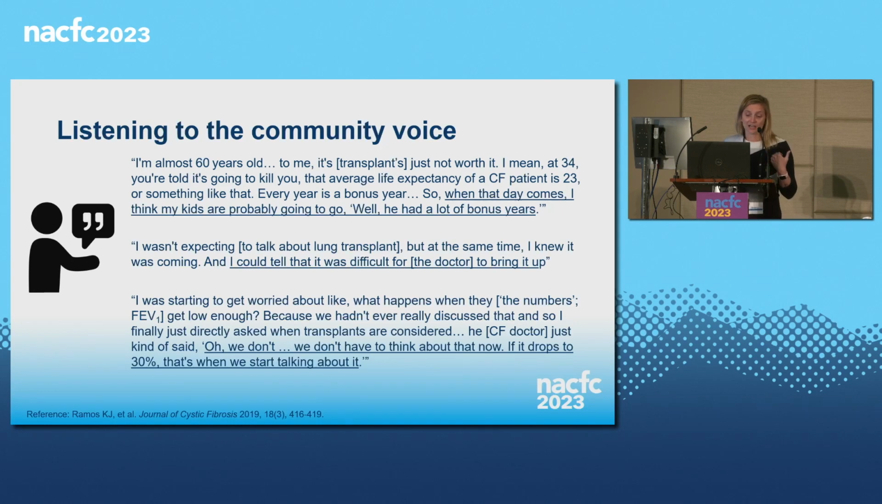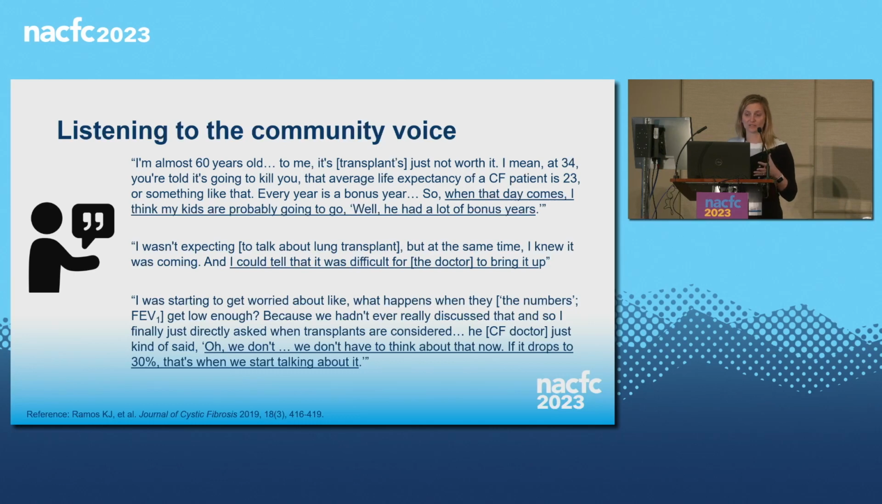And then finally, I was starting to get worried about what happens when the numbers, the FEV1, get low enough, because we had never discussed it. So I finally just directly asked when transplants are considered. The CF doctor just kind of said, "Oh, we don't have to think about that now. If it drops to 30%, that's when we can start talking about it." These interviews highlight that people with CF are thinking about transplant even if the CF team is not talking about it.